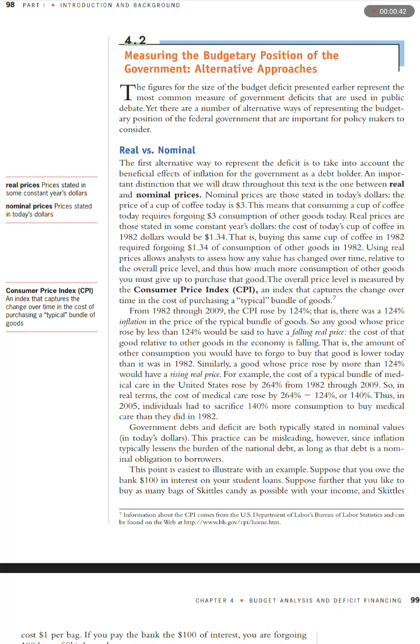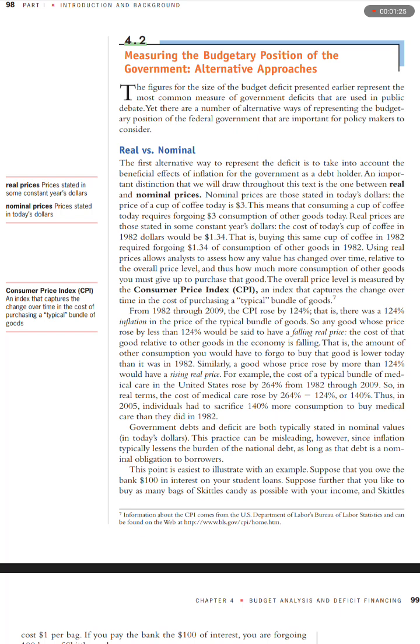Real versus nominal. The first alternative way to represent the deficit is to take into account the beneficial effects of inflation for the government as a debt holder. An important distinction that we will draw throughout this text is the one between real and nominal prices. Nominal prices are those stated in today's dollars. The price of a cup of coffee today is $3. This means that consuming a cup of coffee today requires foregoing $3 consumption of other goods today.